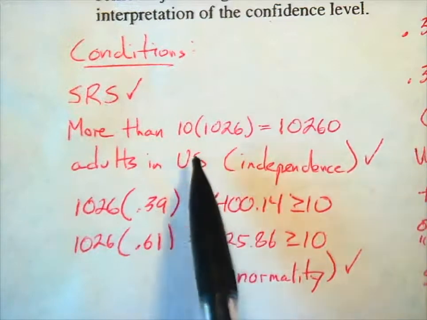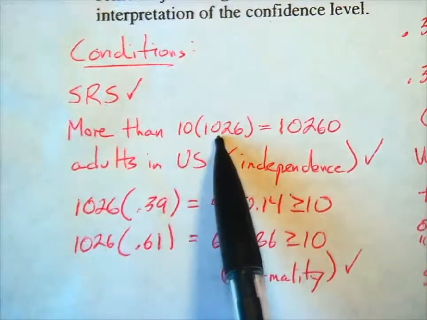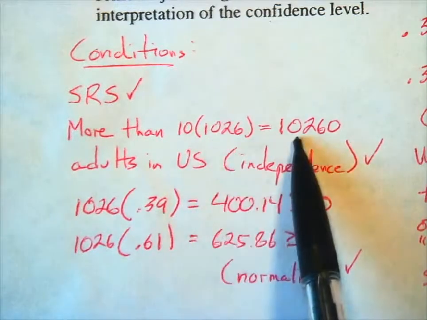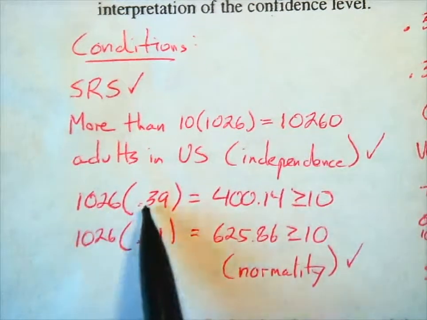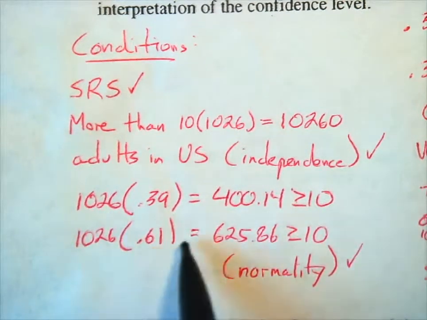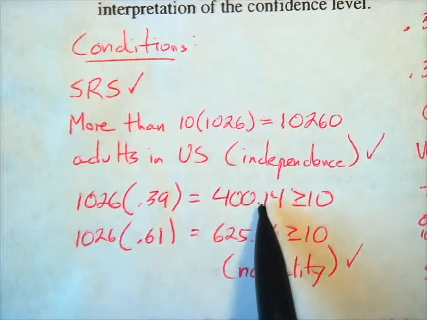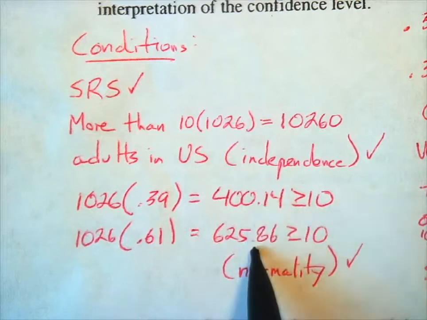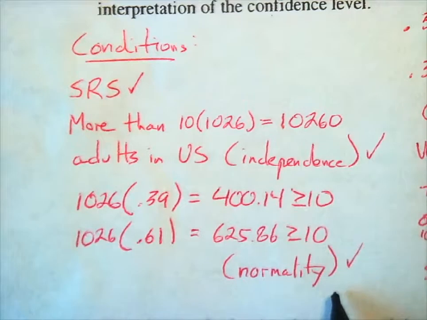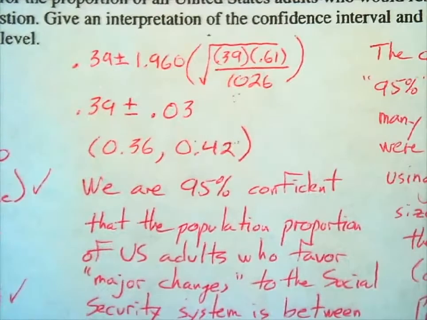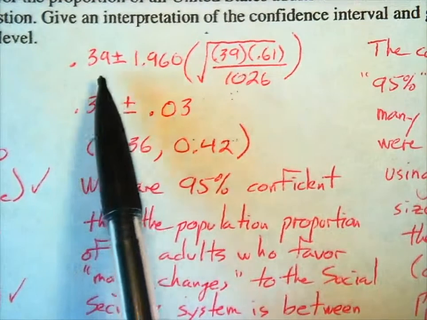So next, the independence condition. There are more than 10 times the sample size, or 10,260 adults in the US. And then looking at n times p hat and n times 1 minus p hat, you should explicitly do that calculation. So definitely 400 and 626, those are both greater than or equal to 10. So the normality condition is satisfied. I can believe that my p-hats are really distributed normally. So very well, I actually showed the work.